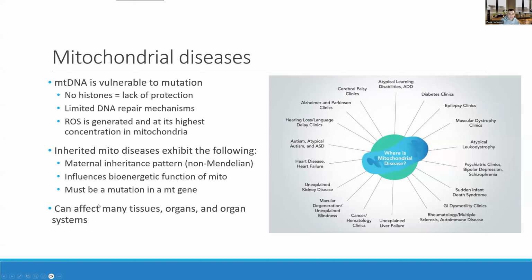They can affect many tissues, organs, and organ systems, particularly those that are very high in terms of energy consumption, particularly things like neurons and muscles, because they rely so heavily on the energy produced by mitochondria that defects in energy production caused by these mutations are going to be problematic for those tissues more so than others.